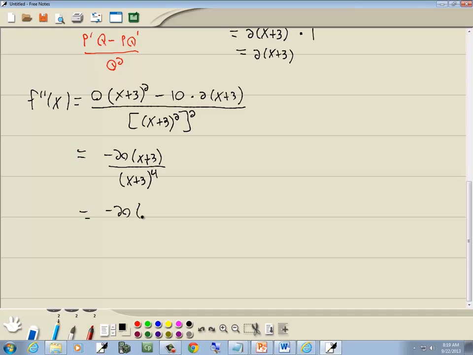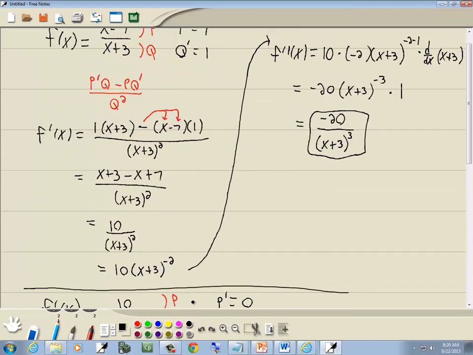Now we got negative 20 times x plus 3 over x plus 3 times x plus 3 to the third power. We can rewrite it that way, because this is x plus 3 to the first power. If I were to go backwards, x plus 3 to the first power times x plus 3 to the third power, you add the exponents, which will give us a 4. And we notice that the x plus 3's cancel there. And you get negative 20 over x plus 3 to the third power. And you see that gives us the same answer as that.